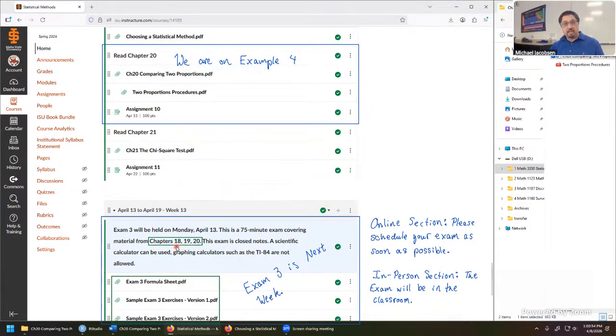Question 1 is going to be a difference of population means. So this one is either going to be a hypothesis test or a confidence interval. Question 2, if we chose a hypothesis test, that one will be a confidence interval, and vice versa. This is from one population proportion.